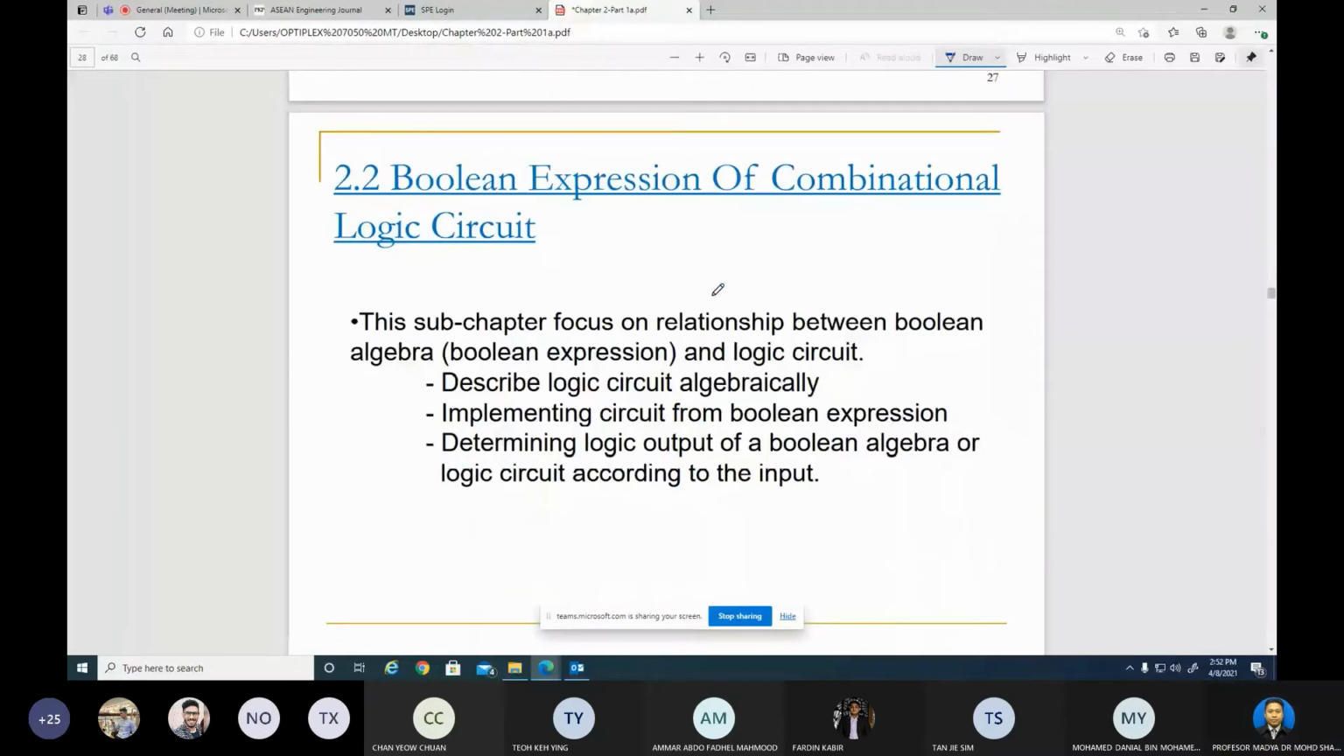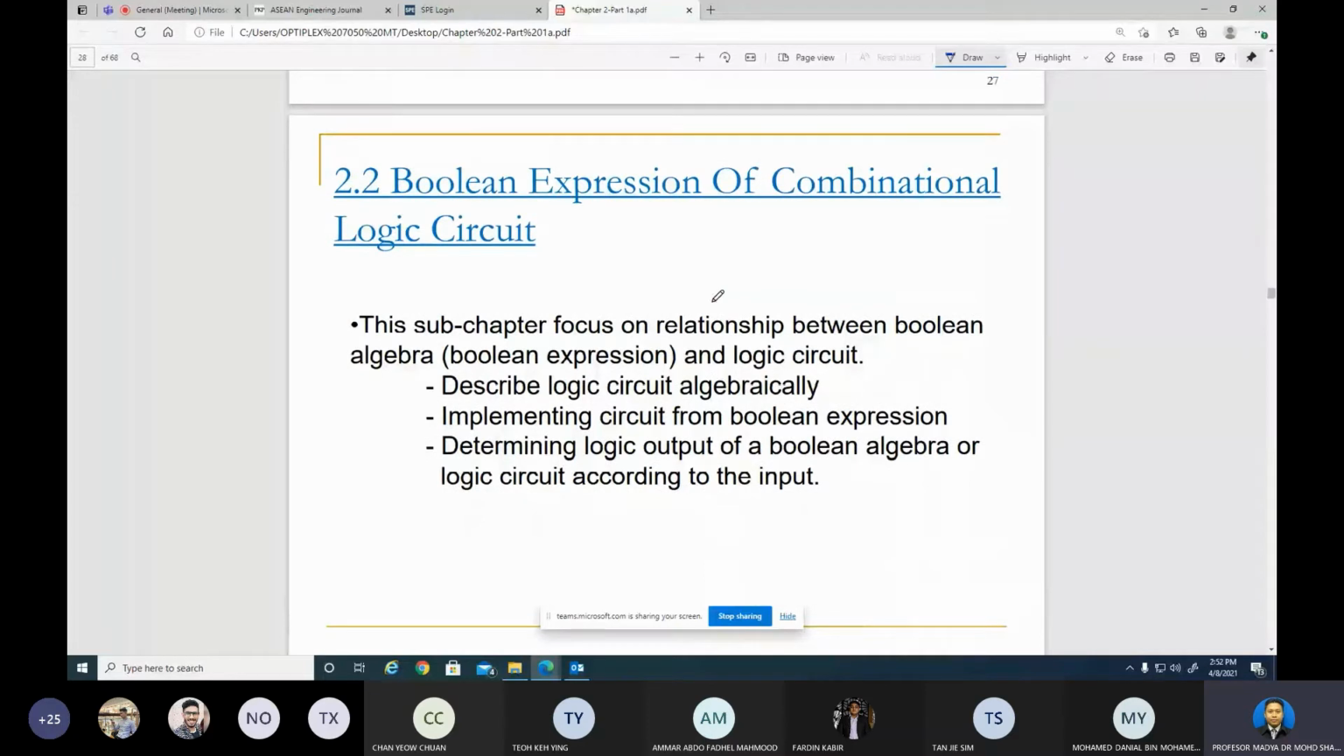Alright. So next we go for the Boolean expression of the combinational logic circuit. Before this we went logic by logic, one by one. Now we have a combination of more than one logic gate. So you have to know how to describe the logic with algebra, implement a circuit from the Boolean expression, and determine the logic output of Boolean algebra or a logic circuit according to the inputs.